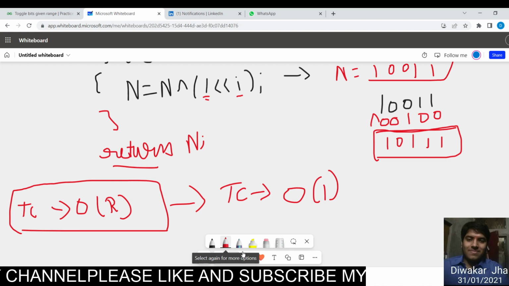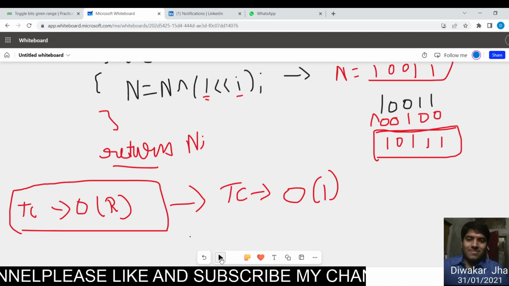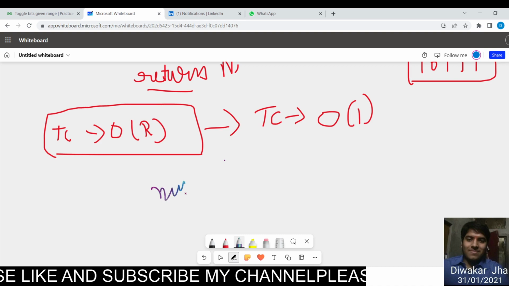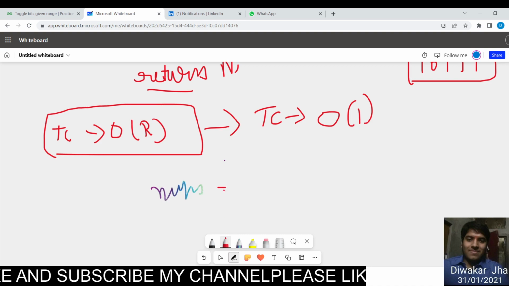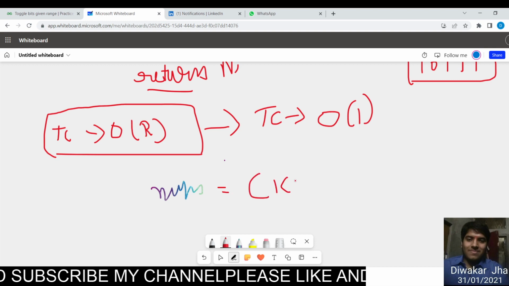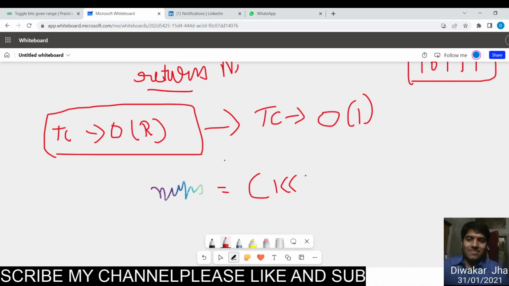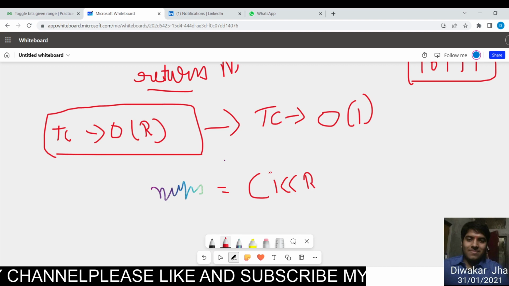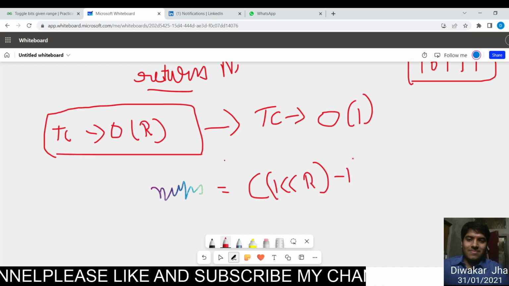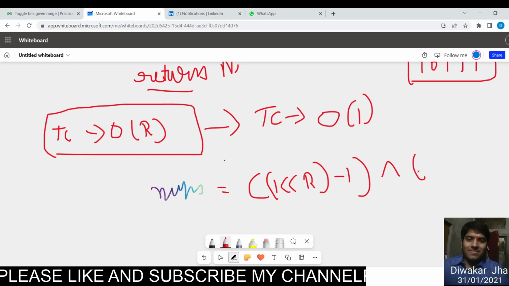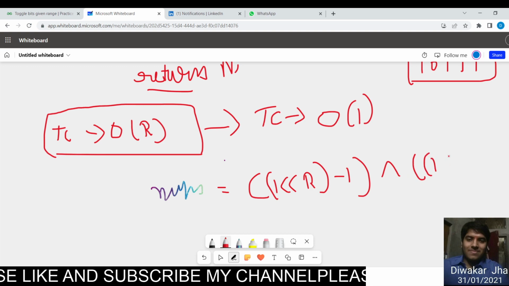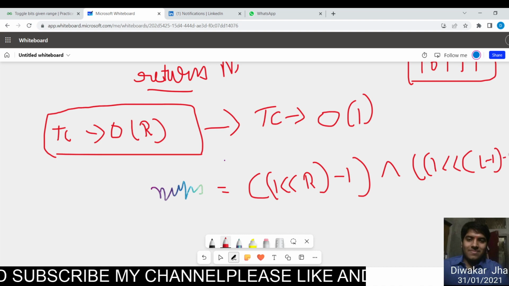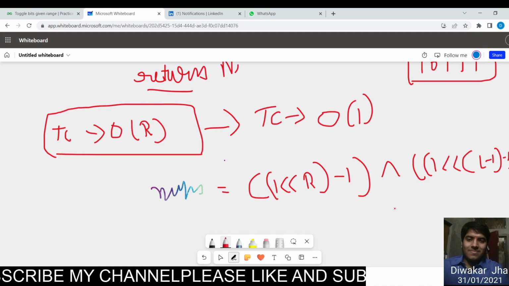How can you solve it? You can simply use this formula: num is equal to shifting 1 to the left side by the Rth number, minus 1, and then the XOR property with shifting 1 to the left side by L minus 1, minus 1, of this value. Okay.